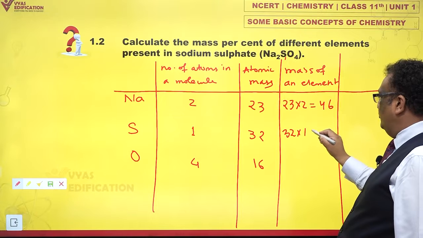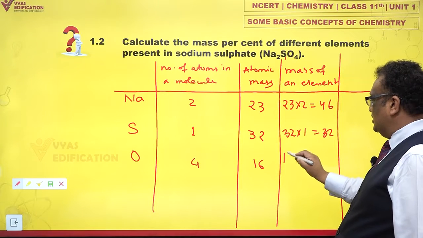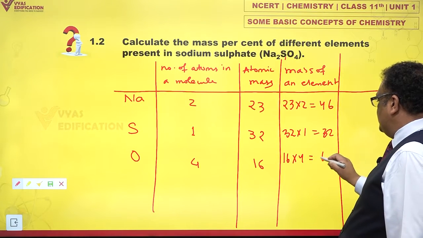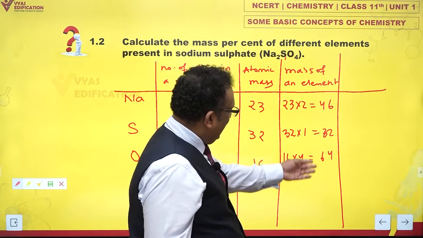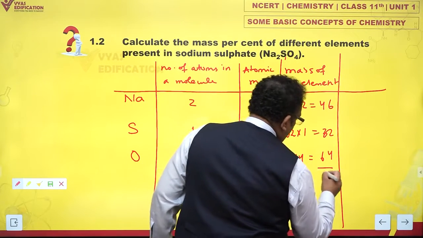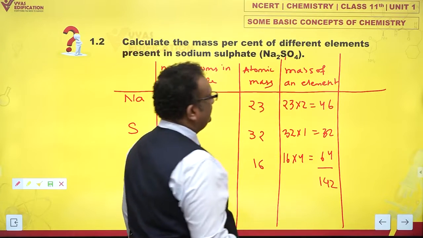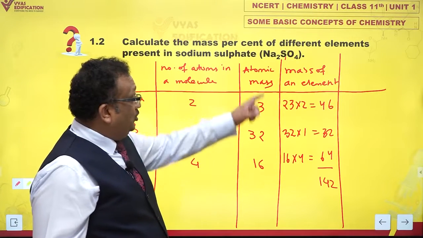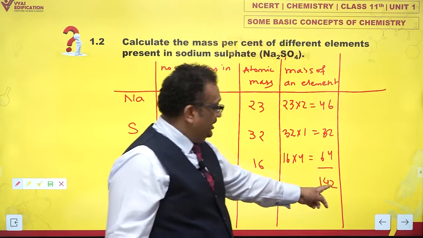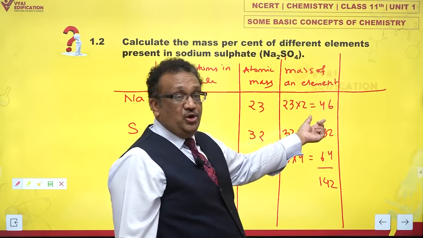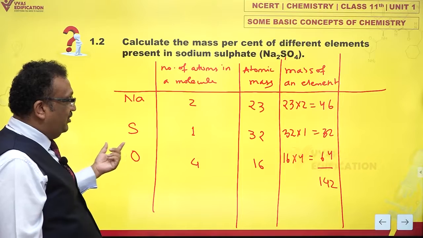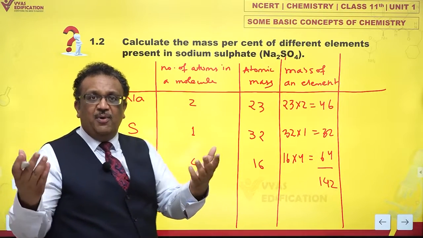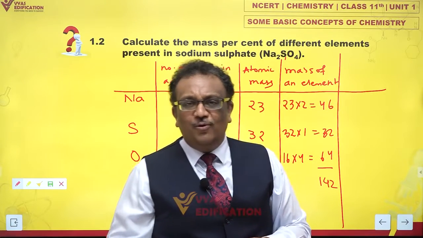32 into 1, which is 32. And 16 into 4, which is 64. Fascinating. So if I just add them up, this comes out to be 142. Out of total 142 units, 46 units is the mass of sodium, 32 units is the mass of sulfur, and 64 units is the mass of oxygen. Can I calculate the percentage?